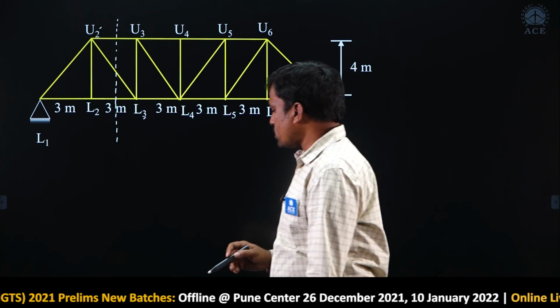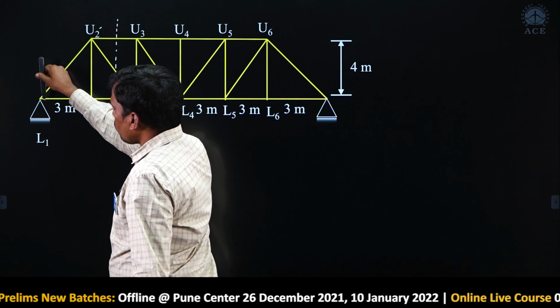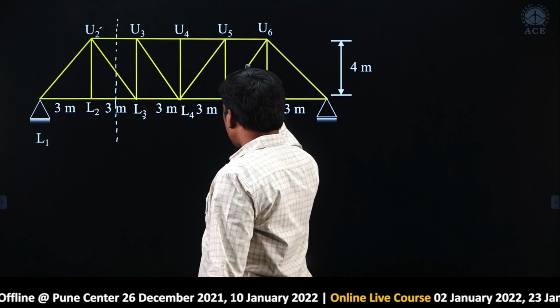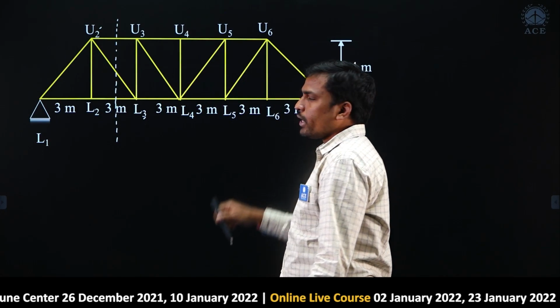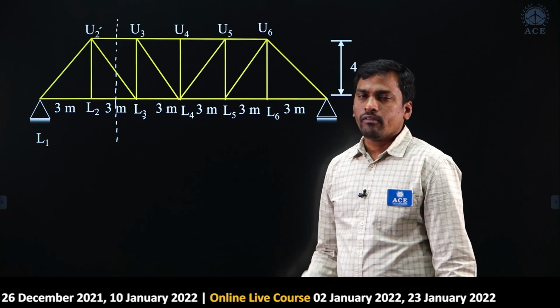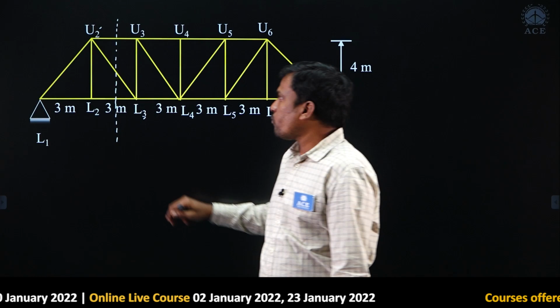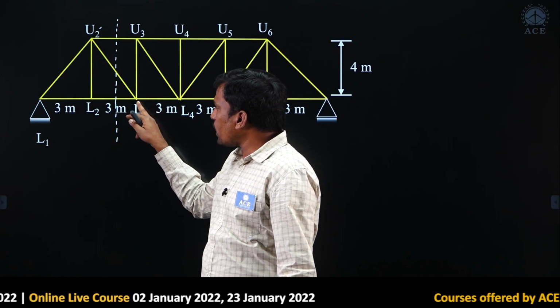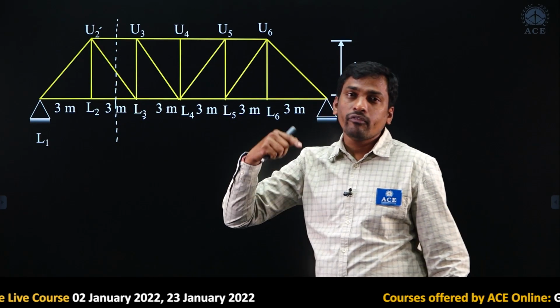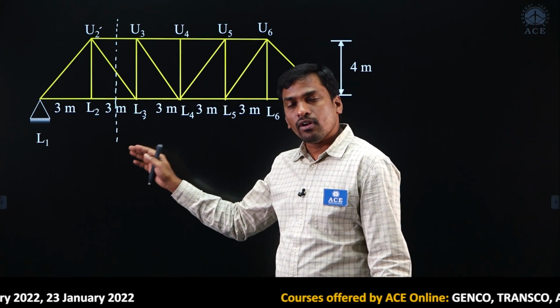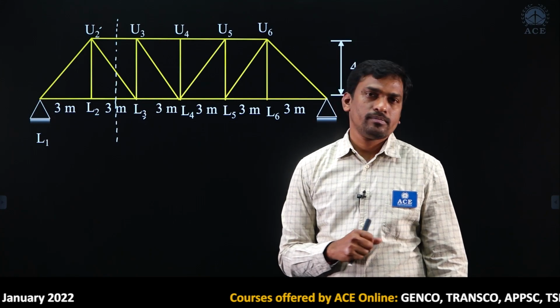Okay, then students, there is a unit load moving from one end to another end at the bottom joints. When the unit load moves from one end to another end, the force in member U2 L3 will change. How the force is changing in member U2 L3, that we will know from the ILD.